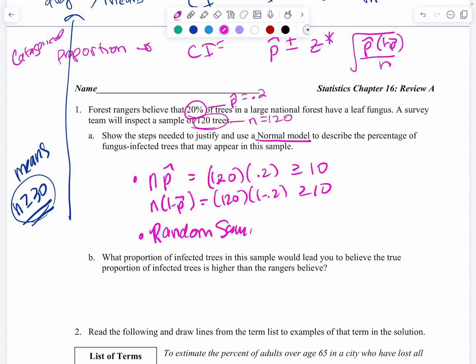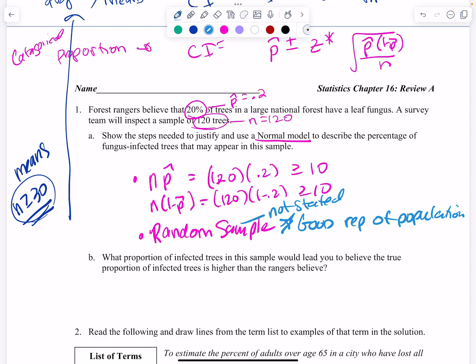Now, this does not state that it's a random sample. And if it does not state it's a random sample, you must say, okay, because notice it doesn't say anything about a random sample anywhere. So the whole idea of a random sample is that I have a good representation of the population. And so you can say, well, it's not stated, but it looks reasonable to assume that the rangers are going to get a good representation of the population because they want to take care of the forest. They want to do what's right for it.